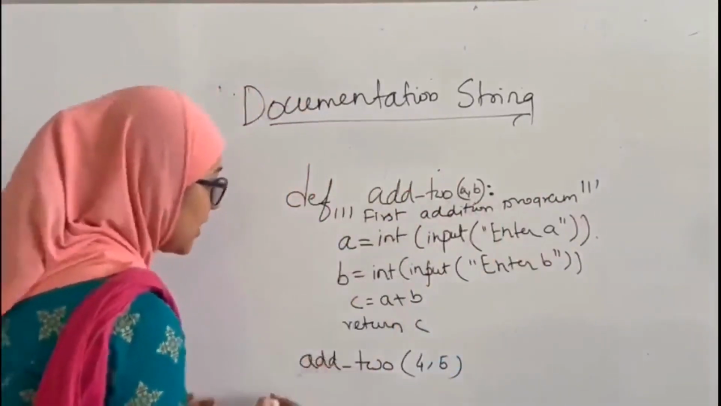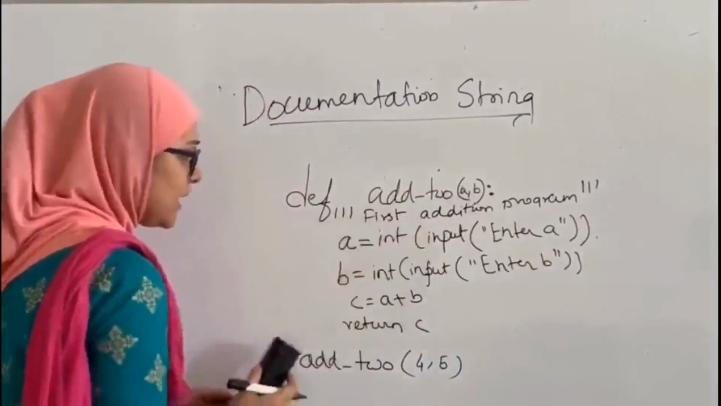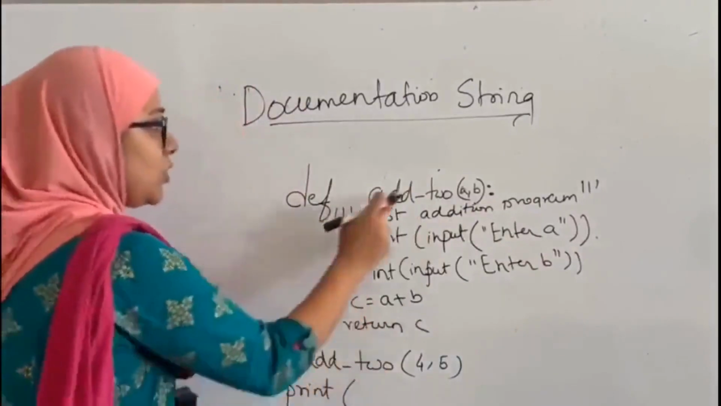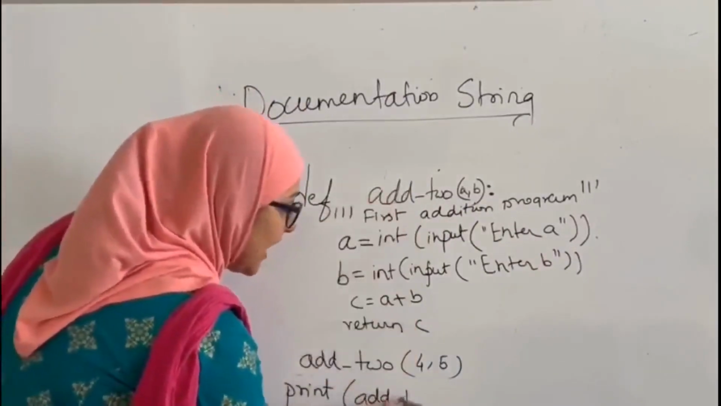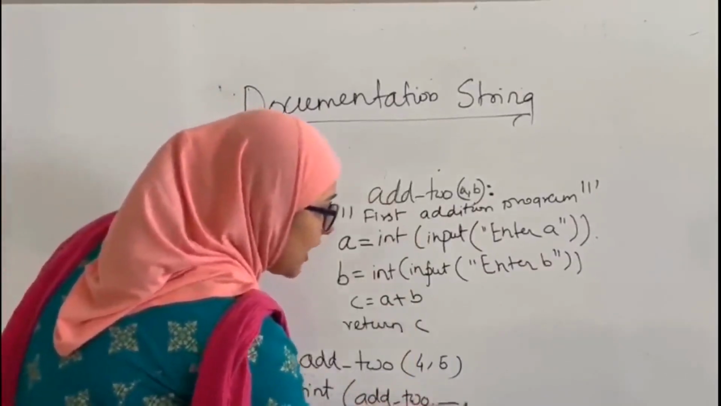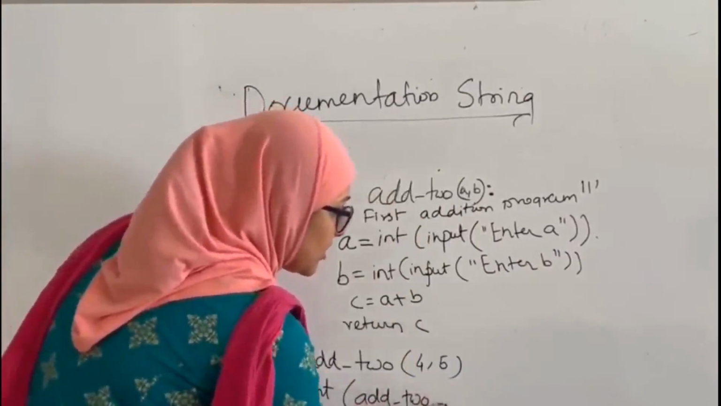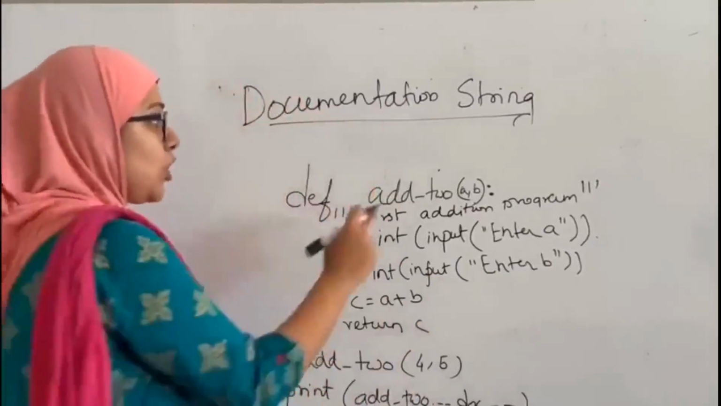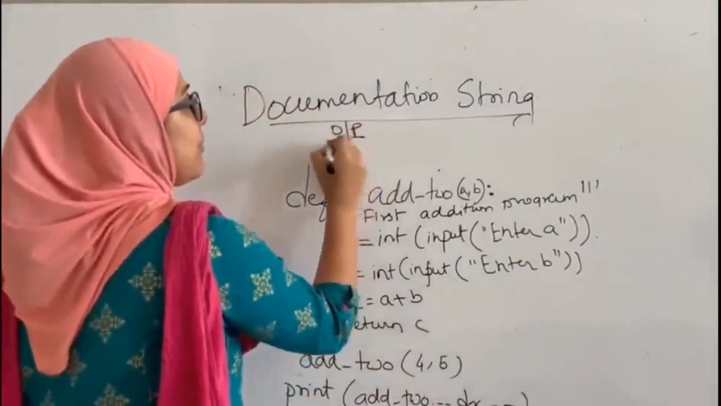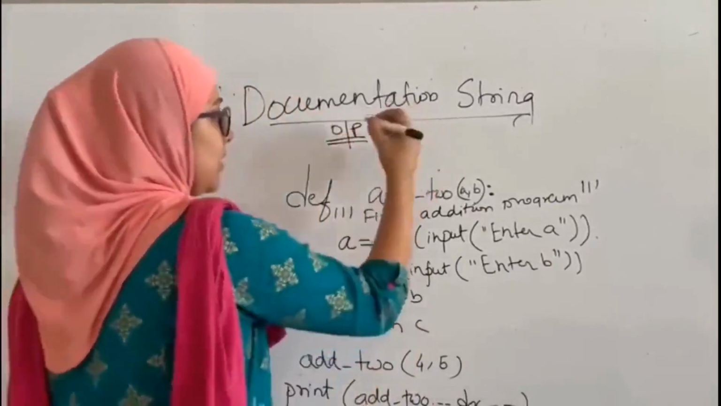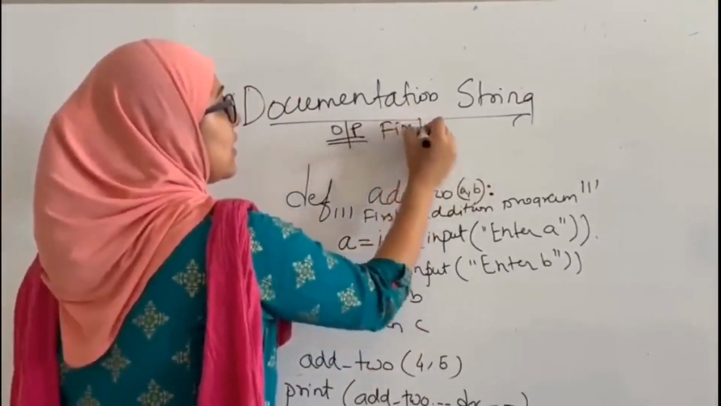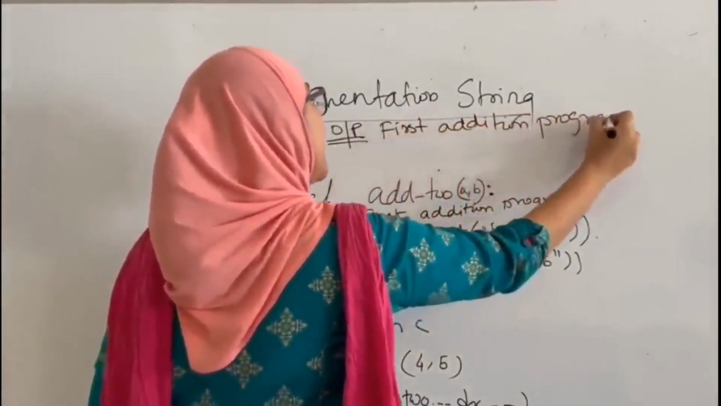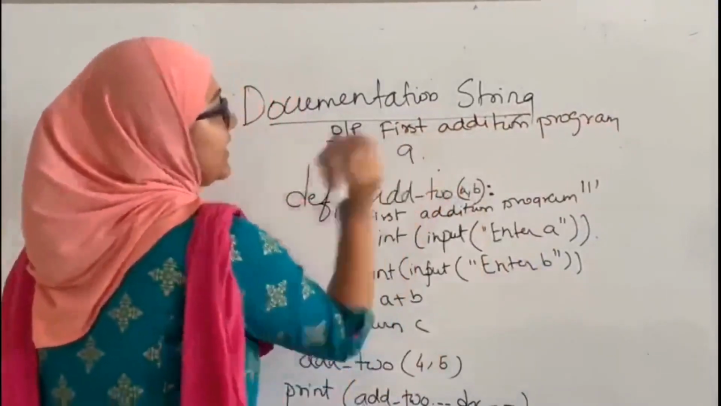So what will it give? Let's see the output. We need to print it first. Print, what we need to do, add_2, the function name, dot, double underscore doc double underscore. So what will be the output of this program? This program will return this first addition program and then the addition value, that is 9.